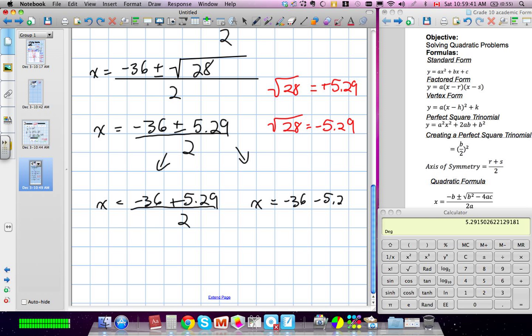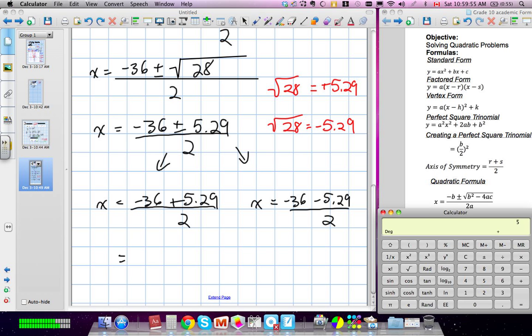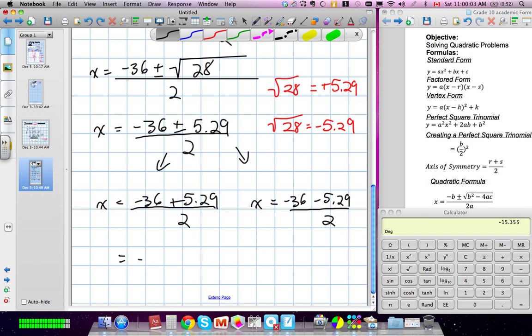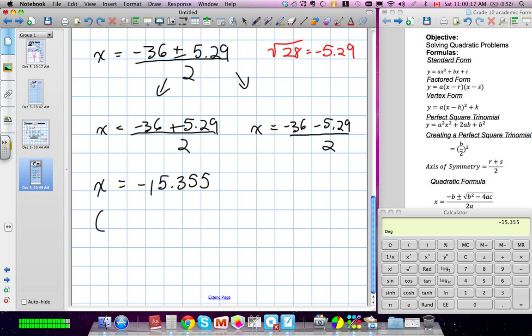And by looking at this, yeah, we know that we have two x-intercepts. So we figure this out. Negative 36 plus 5.29 divided by 2, 15.355. So see how we had a decimal as an answer? But you couldn't quite tell by graphing it and looking. So 15.3. Wouldn't you just do 15.4 or what? Yeah, you can round it like that. Depends what your teacher wants you to round to. And that's an actual x-intercept. So what that's saying is x is negative 15.4.